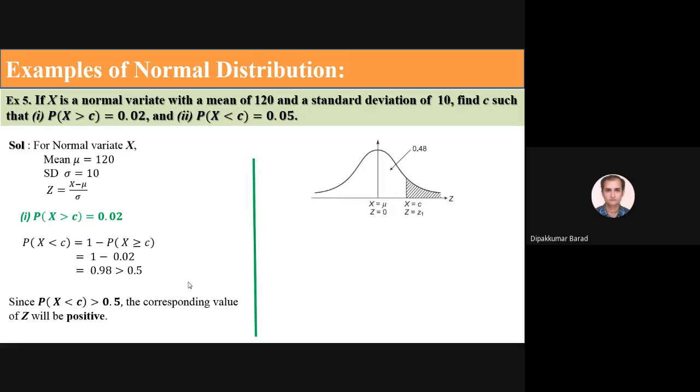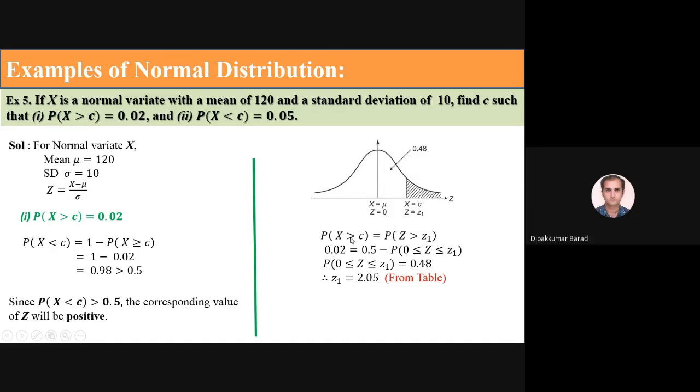Once I know that Z is positive, it means somewhere here. I call it Z equal to Z1, and these are the regions which we have to discuss. Z positive I get, and I want to find out the C. Once we get Z1, then from Z1 we can find out the C. So P of x greater than C means P of Z greater than Z1.